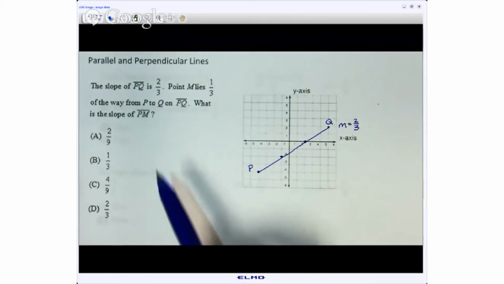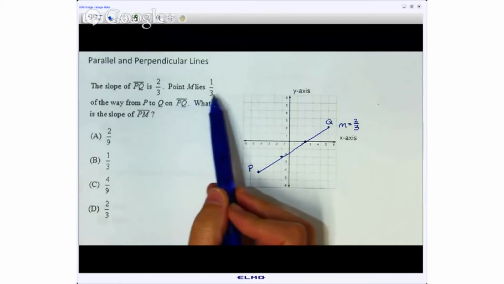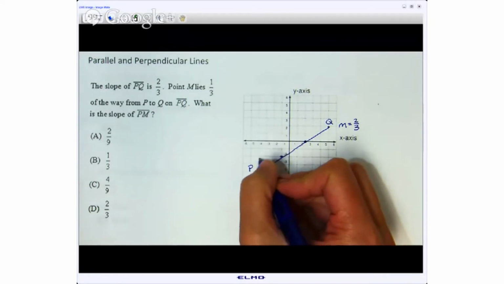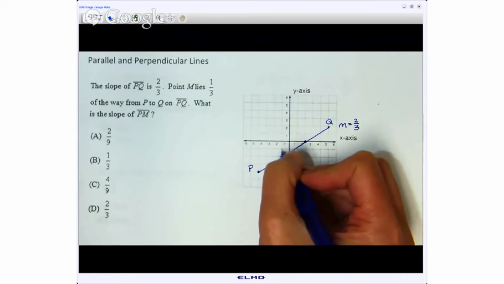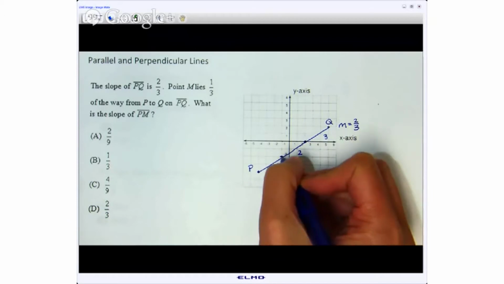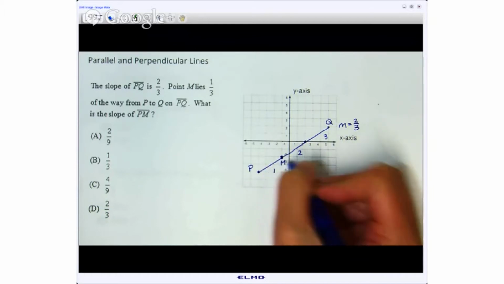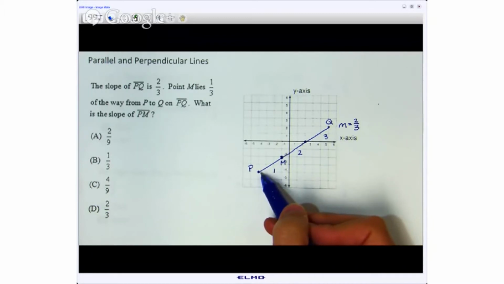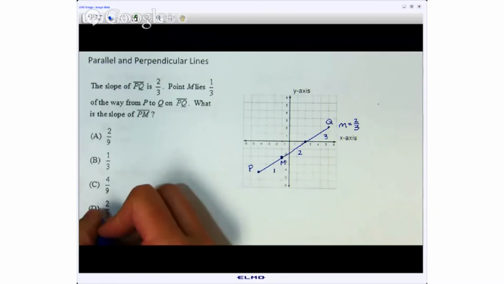The second sentence states, point M lies 1/3 of the way from P to Q. So notice, I did this slope once here, a second time here, and a third time here. So point M would have to lie right here. Because point M lies on this same line, it has to have the exact same slope that the entire line has. Therefore, the slope of PM is going to be 2/3.